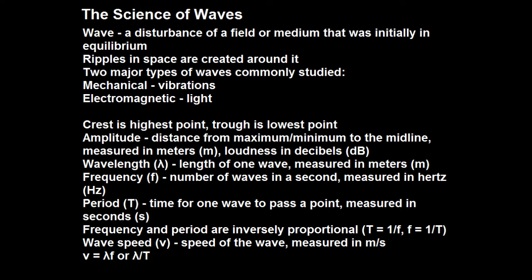And lastly, wave speed is just the speed of the wave, measured in meters per second, and it's found by multiplying the wavelength by frequency, or dividing the wavelength by period. Remember, they are inversely proportional.